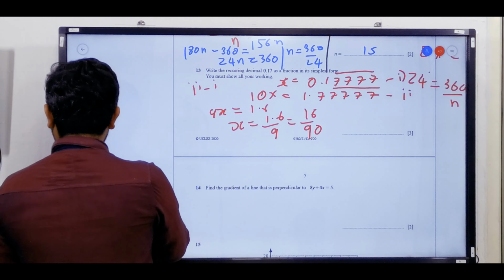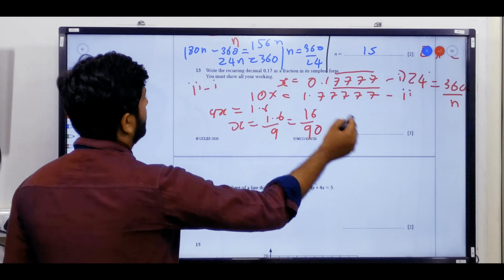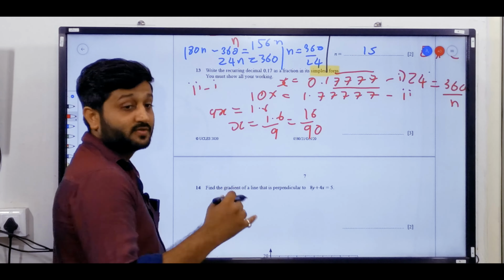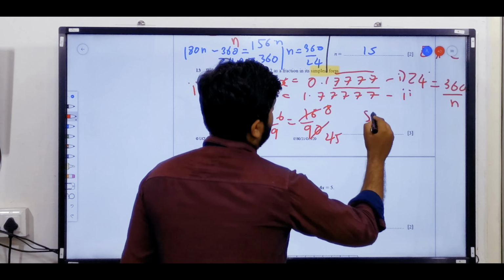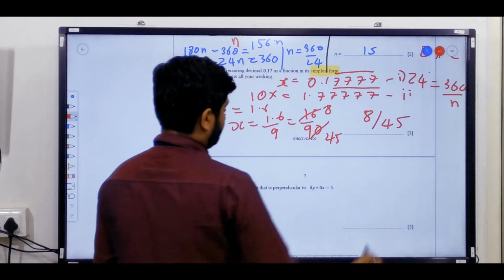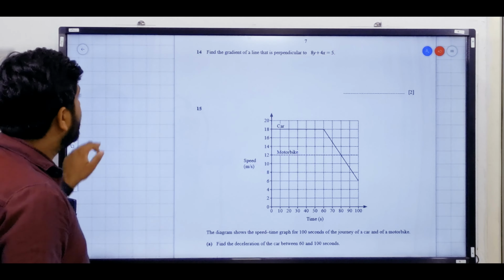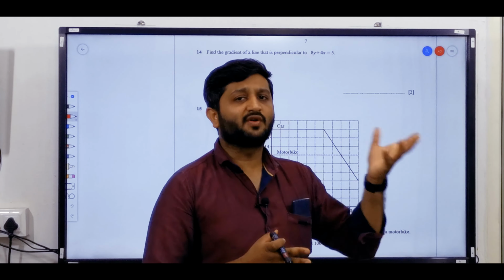But if you write this 16 upon 90 here, you will only get 2 marks because we have to write in simplest form. So let's try to simplify it. 8, 45. So my answer should be 8 upon 45. Next question. Find the gradient of a line that is perpendicular to 8y plus 4x equals 5.